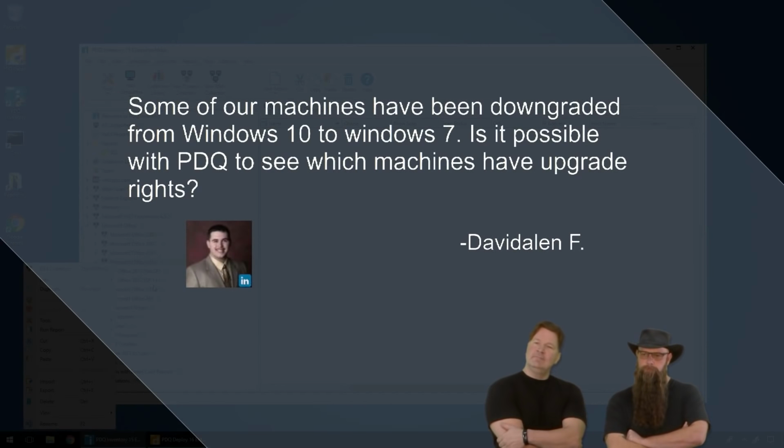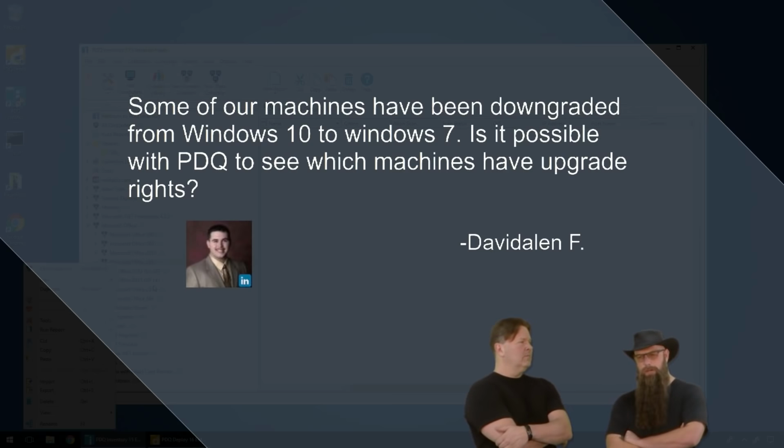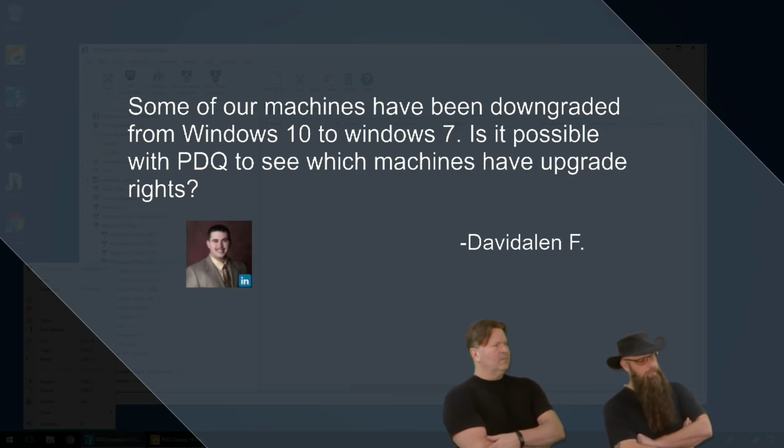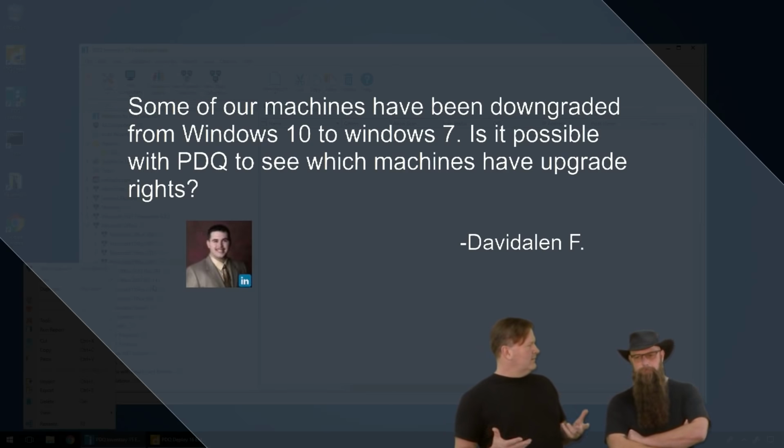Dear Shane and Lex, some of our machines have been downgraded from Windows 10 to Windows 7. Is it possible with PDQ to see which machines have upgrade rights? Thanks, David Allen F. I don't know. Anybody know that one? Where would you go to look for that info?